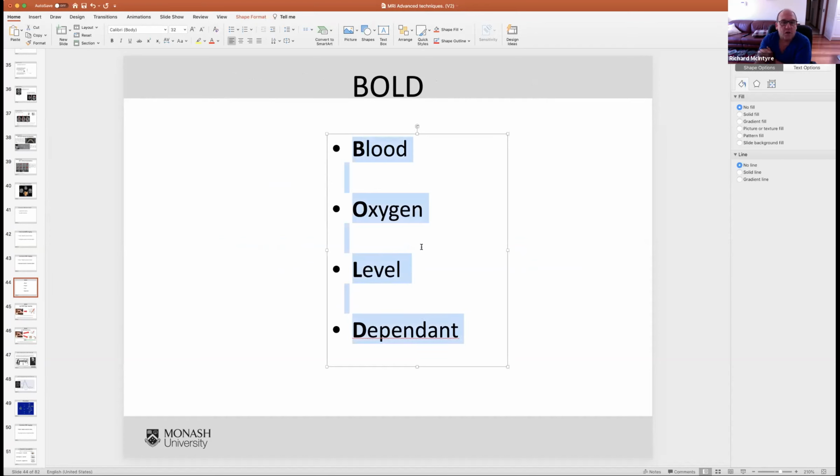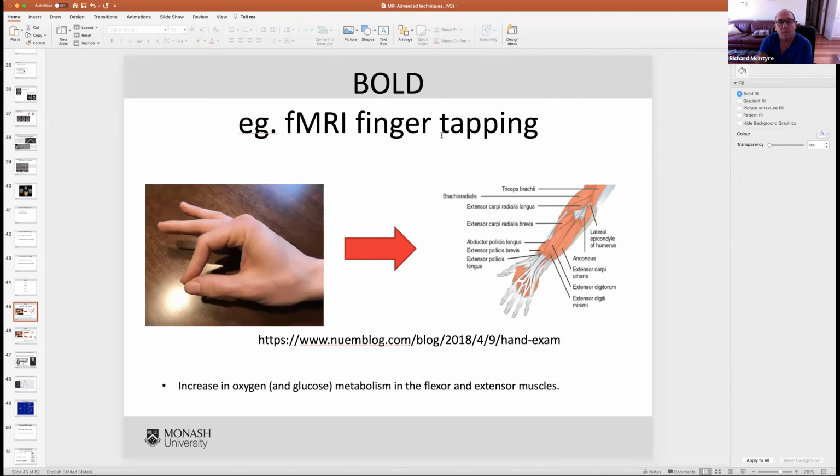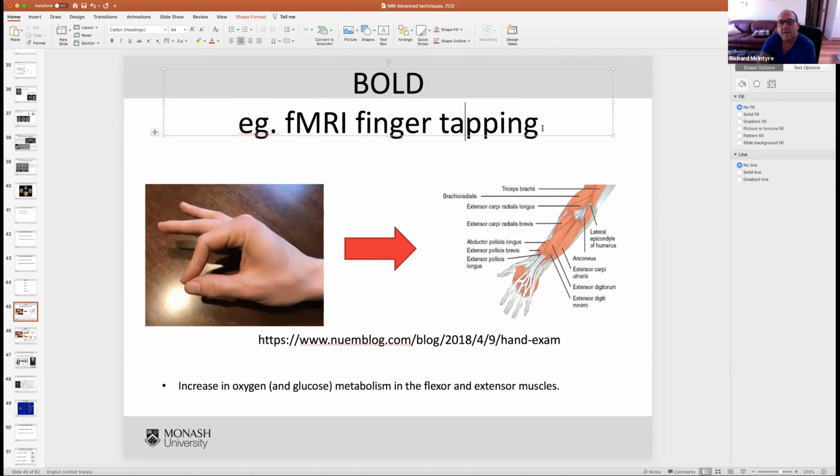All right, so the signal is dependent on the blood oxygen level. The more oxygenated blood, the higher the signal. All right. So an example is when we do finger tapping. One of the strongest ways to get an fMRI signal is to tap our fingers. Okay, so we can just tap our fingers in the scanner.